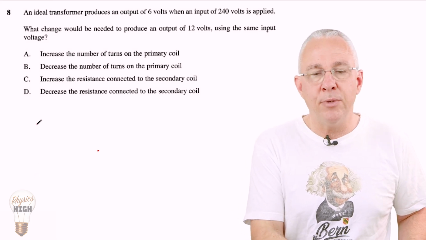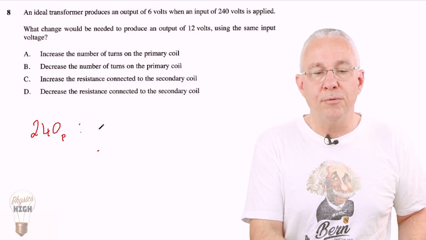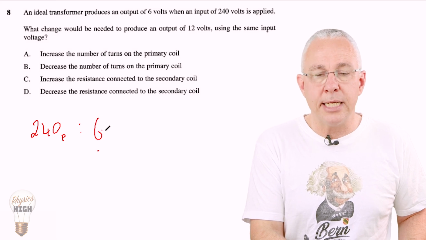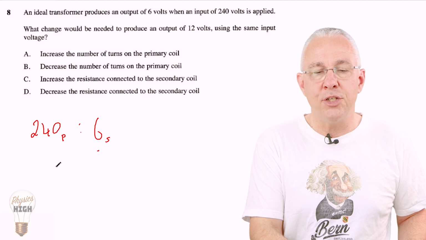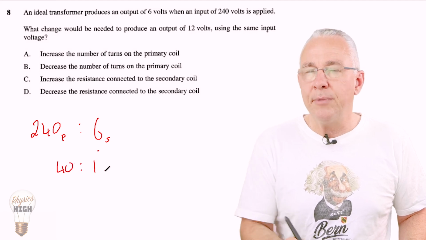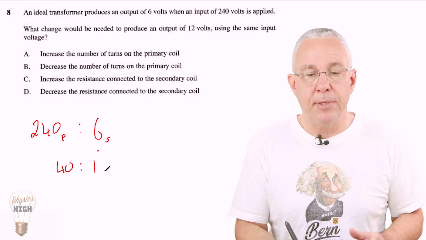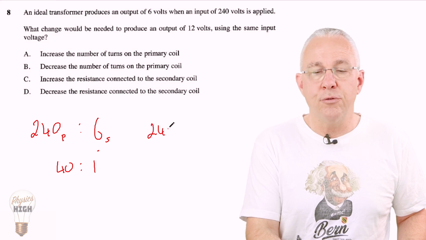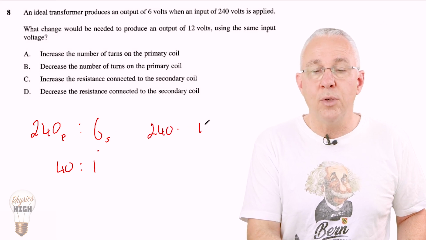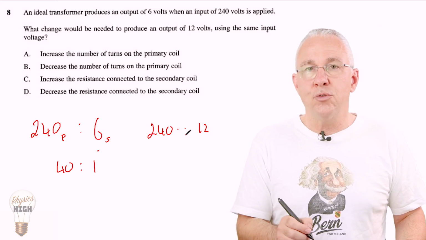Now, in essence, if we look at the input, which is 240, that's the primary, and I'll call it the letter P, and then the output is 6, which is our secondary. What that means is we have a ratio of 40 to 1 in terms of the turn ratio in order to get from 240 to 6. But we actually want to go from 240 down to 12 volts.